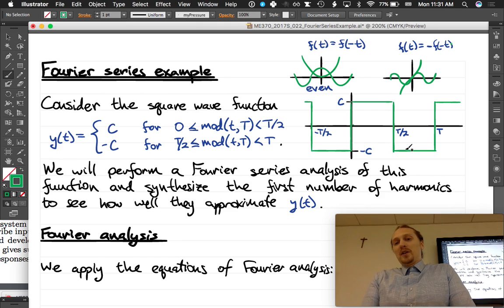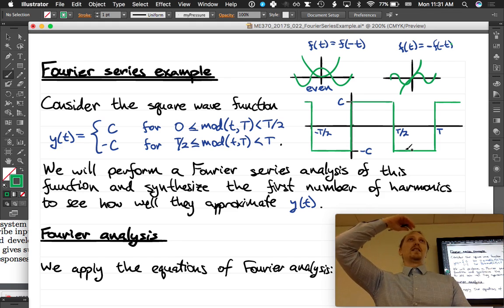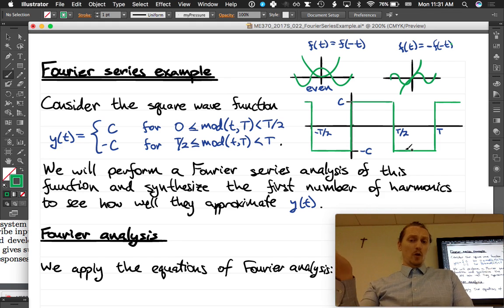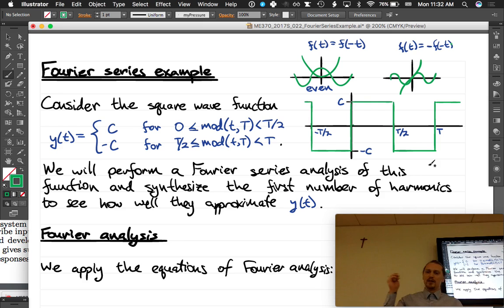Some people don't find that idea of hinging something and moving it easy to do in your mind, but if it is, go with that. If not, you can use the definition. You could evaluate a few points, get a feel for it. Okay. So this is an odd function.